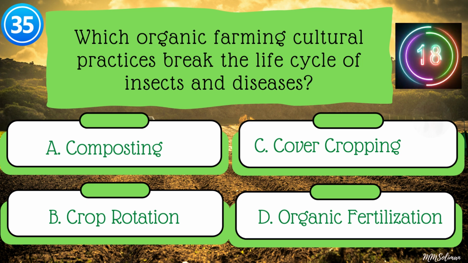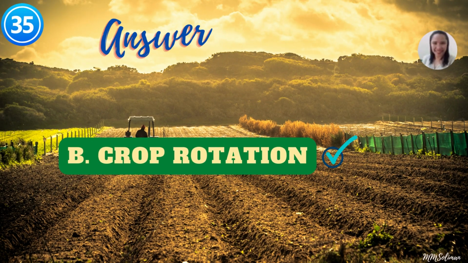Which organic farming cultural practice breaks the life cycle of insects and diseases? A. Composting. B. Crop rotation. C. Cover cropping. D. Organic fertilization. The answer is letter B. Crop rotation. Crop rotation is alternating the crop grown in a field on an annual basis, which interrupts the life cycle of insects or other pests by placing them in a non-host habitat. Crop rotations can have other benefits such as enhanced fertility and reduced financial risk.